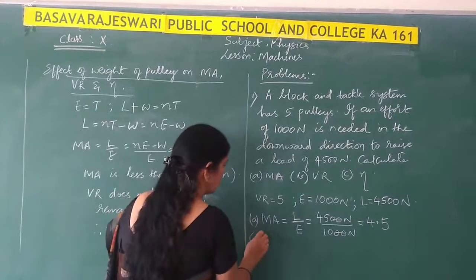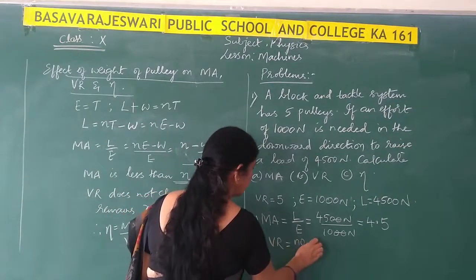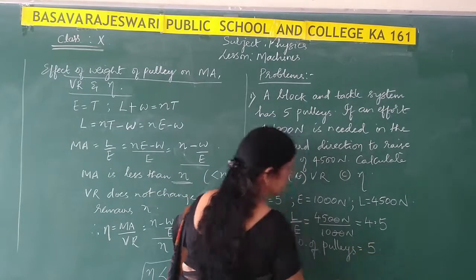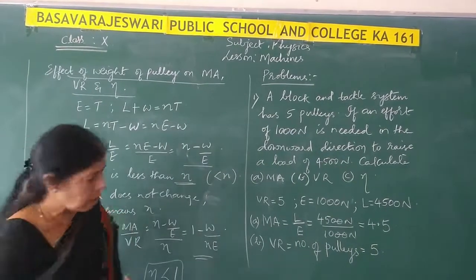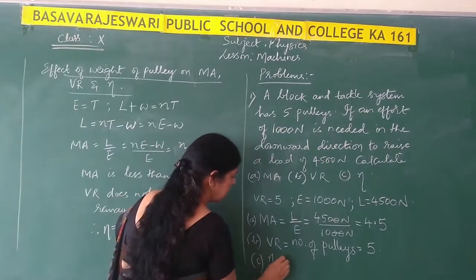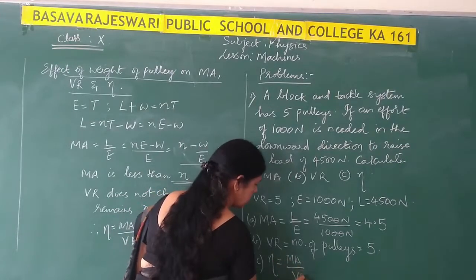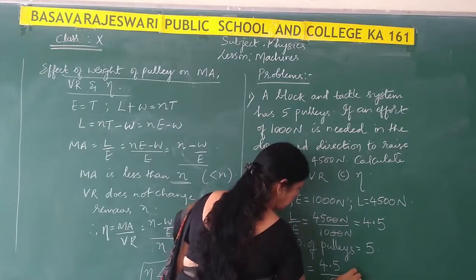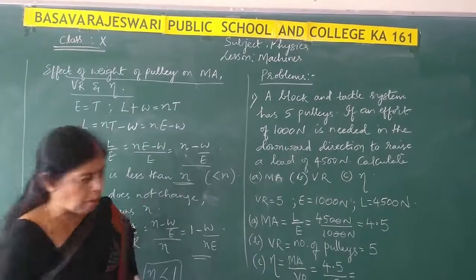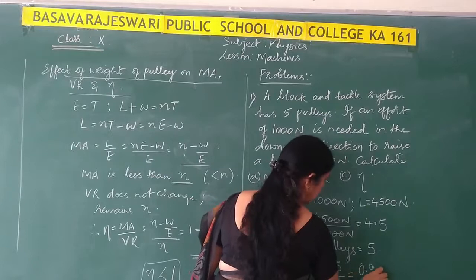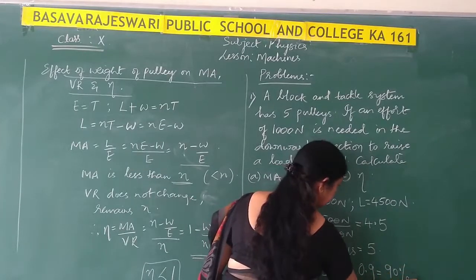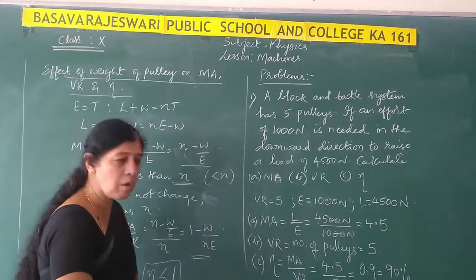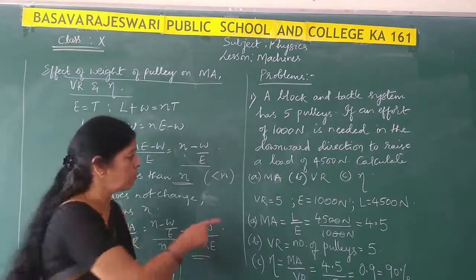Now what will be the velocity ratio? Velocity ratio is equal to number of pulleys. Is it not? And how many pulleys are there here? It is equal to 5. Now coming to efficiency. Efficiency eta is equal to mechanical advantage by velocity ratio. Mechanical advantage 4.5 divided by 5 is equal to 0.9. That is equal to 90%. Okay. So this is how we have to calculate all these three: mechanical advantage, velocity ratio, and also efficiency. Understood? Please note down the solution.